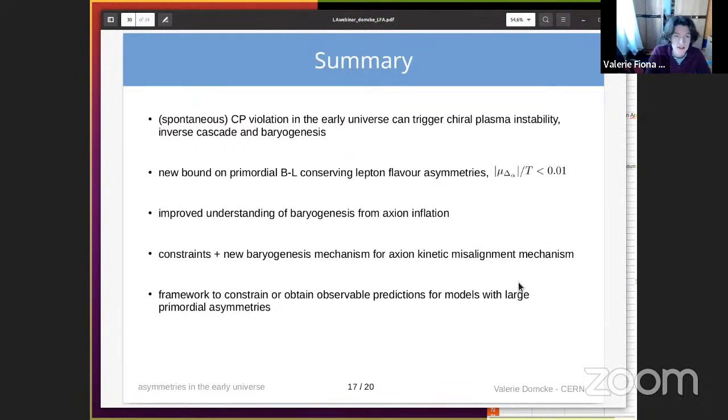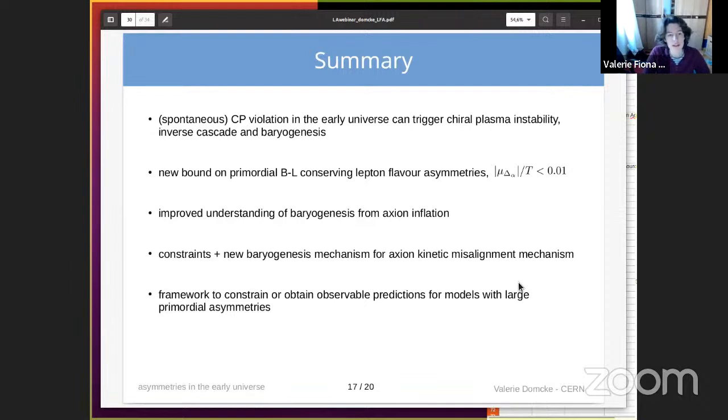What we saw is that any spontaneous CP violation in the early universe, be it by chemical potentials that I put by hand, or that I put by some pre-baryogenesis mechanism, for example, by GUT baryogenesis. So these types of chemical potentials, or also some rotating field which violates CP, all these types of spontaneous CP violation can trigger this chiral plasma instability, which then, together with the inverse cascade, leads to a production of baryon asymmetry. That can be good, that can be your model of baryogenesis, or it can be bad because it overproduces. And using this, we set a new bound on the primordial B minus L conserving lepton flavour asymmetries of the order of 10 to minus 2.